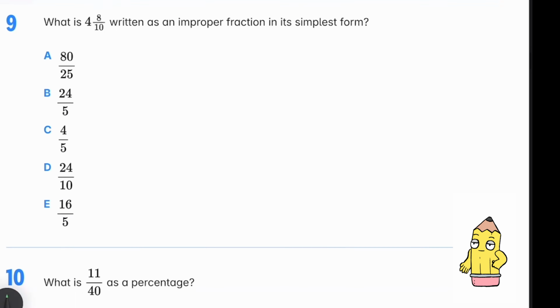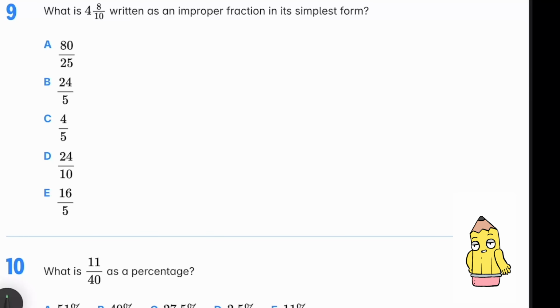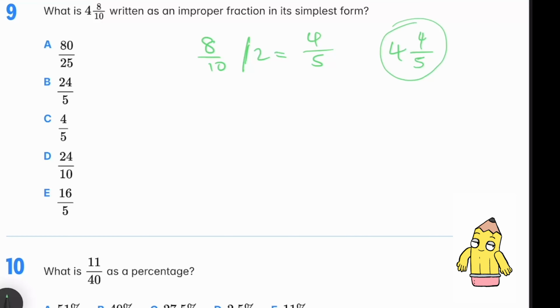You're doing really well. Let's keep it up. Question 9. What is 4 and 8/10 written as an improper fraction in its simplest form? So if we're given a mixed number that is not in its simplest form, we should simplify it first to make the calculations easier. So we must therefore divide both the numerator and denominator of 8/10 by 2, which gives us 4/5. So the simplified mixed number is 4 and 4/5.